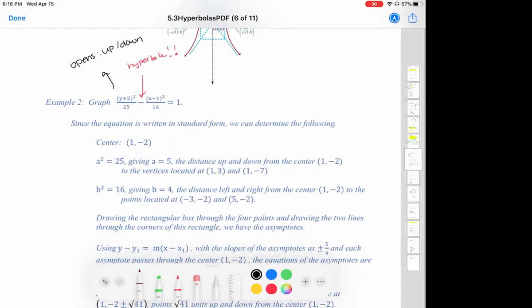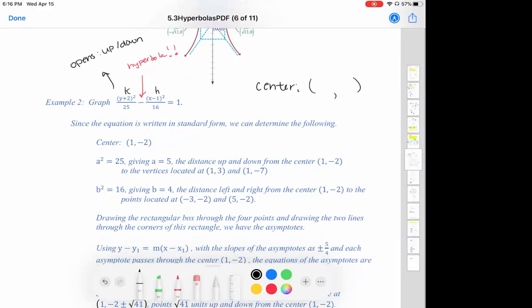All right, so let's start off with some important pieces. So we have a center. And remember, it's always h comma k. The x is always with the h. So we have our h here. And the k is always with the y. So I have a center.